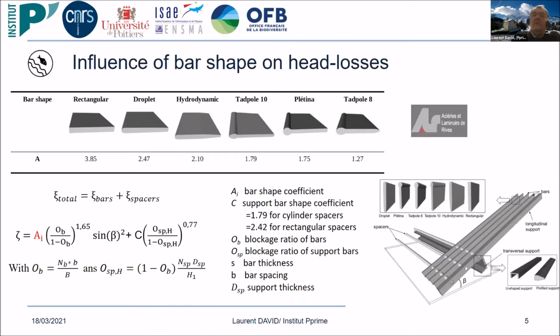I will present some examples of results that we obtained during the project. The first part was about the influence of the bar shape on head losses. The head losses for an inclined bar rack can be decomposed as the sum of two contributions: the head losses due to the bars and the head losses due to the spacer.